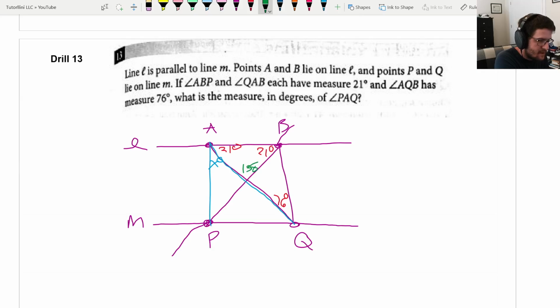138. So vertical angles tells me this one is 138. And then you could do 180 minus, because it forms a straight line with one of those other angles. So you could do 180 minus. And we get 42.